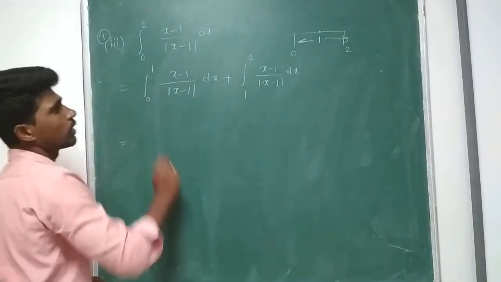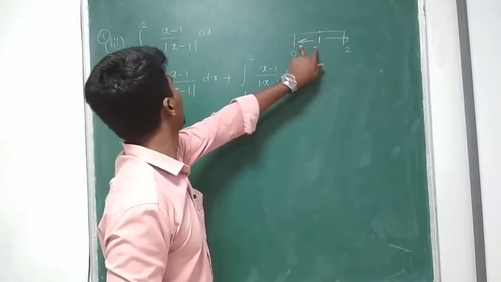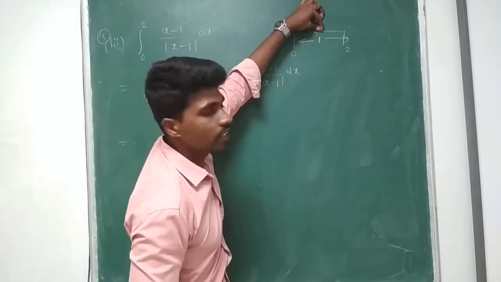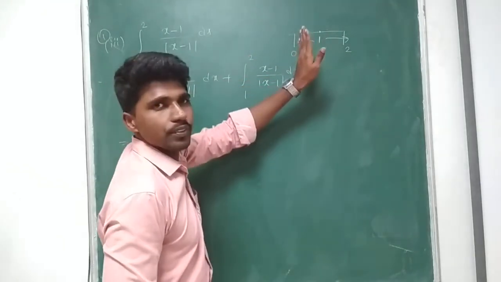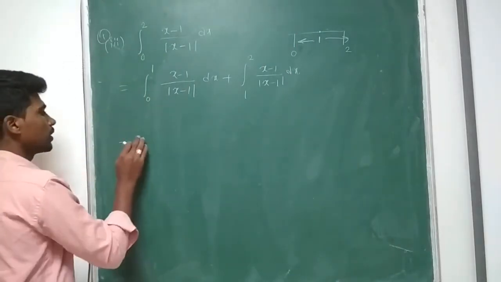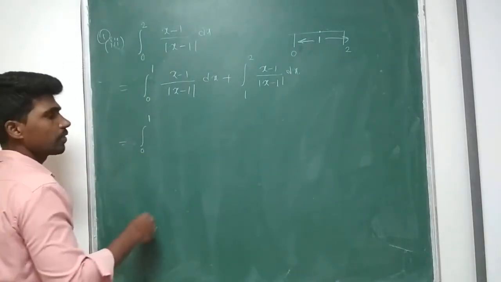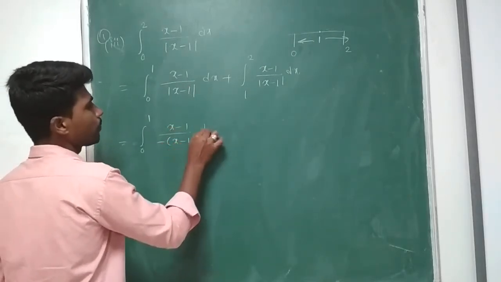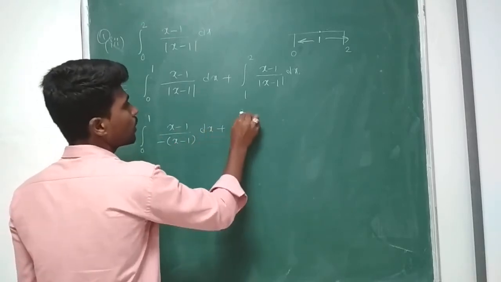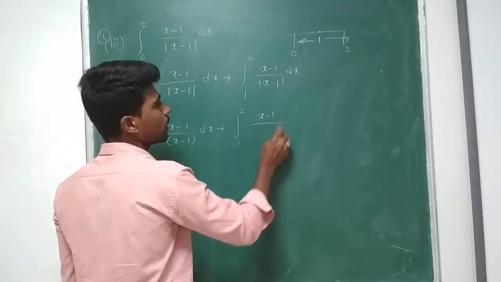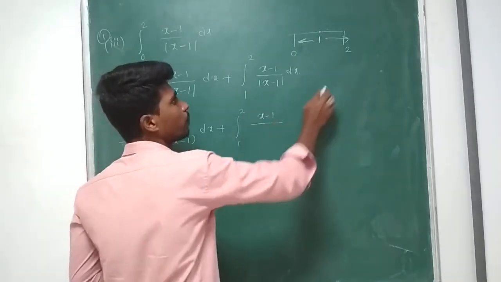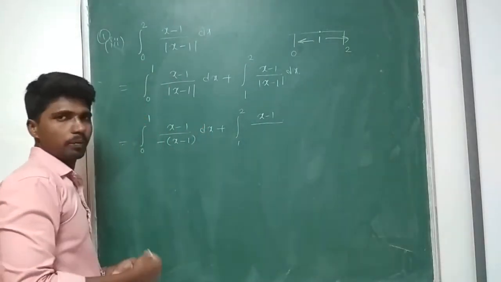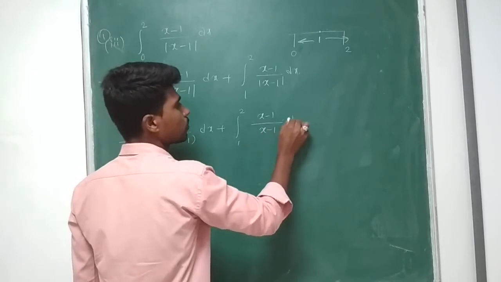Now in the interval 0 to 1, how does modulus of x minus 1 behave? The critical, that is the turning point, is 1, and 0 to 1 lies on the left side of 1. Then modulus of x minus 1 behaves as a negative. So I get (x minus 1) by minus of (x minus 1) dx plus integral 1 to 2 of (x minus 1) by modulus of (x minus 1). So 1 to 2 is the right side of 1. So on the right side of 1, it becomes positive. So I get (x minus 1) dx.